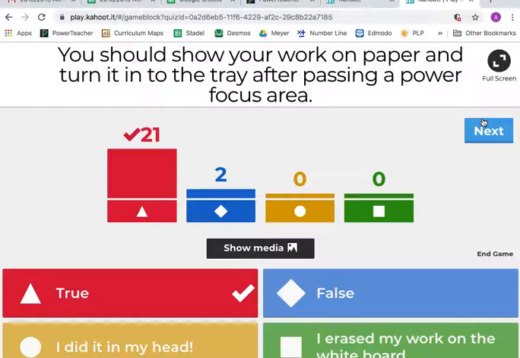All right. When you pass an assessment, if you're taking it in here, I'm going to make sure that you're doing it on paper. If you do it with one of your other teachers, make sure you're doing it on paper. And then you turn it into the tray.